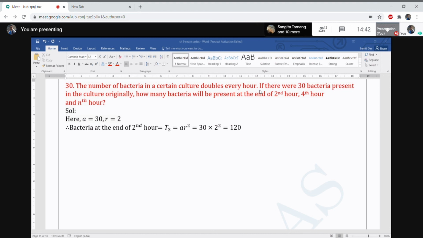It is saying it doubles every hour, right? So in the GP form, the number of bacteria A is 30 and the common ratio R is 2. So the bacteria at the end of the second hour will be T3. Why? Because the number 30 is at hour 0, so it should be T1. So the second hour will be T3. Is it clear?